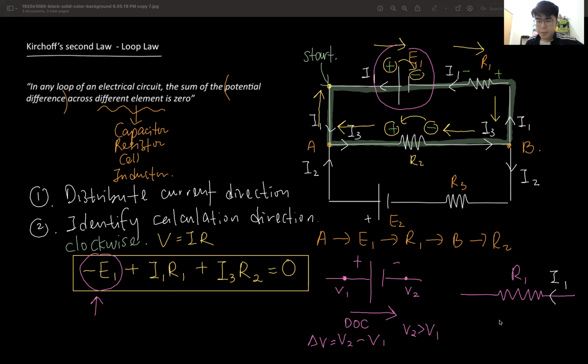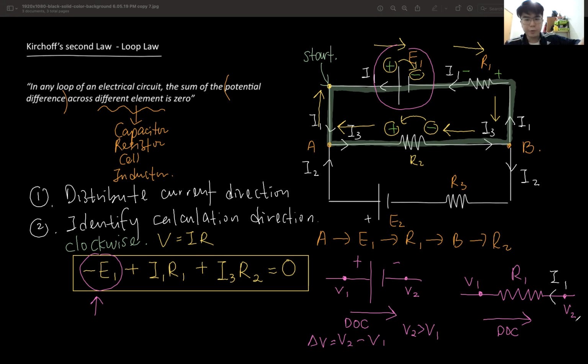And then, where's our direction of calculation? We go to the right, right? So if I go to the right, then which one is my V1? This is my V1. This is my V2. Now, is V1 bigger or V2 bigger? Is the potential at point number 1 bigger or the potential at point number 2 bigger?